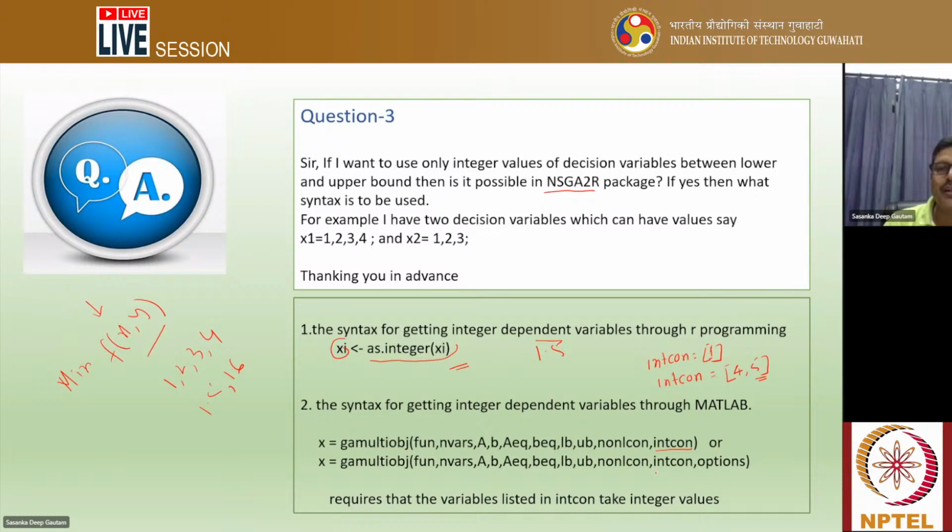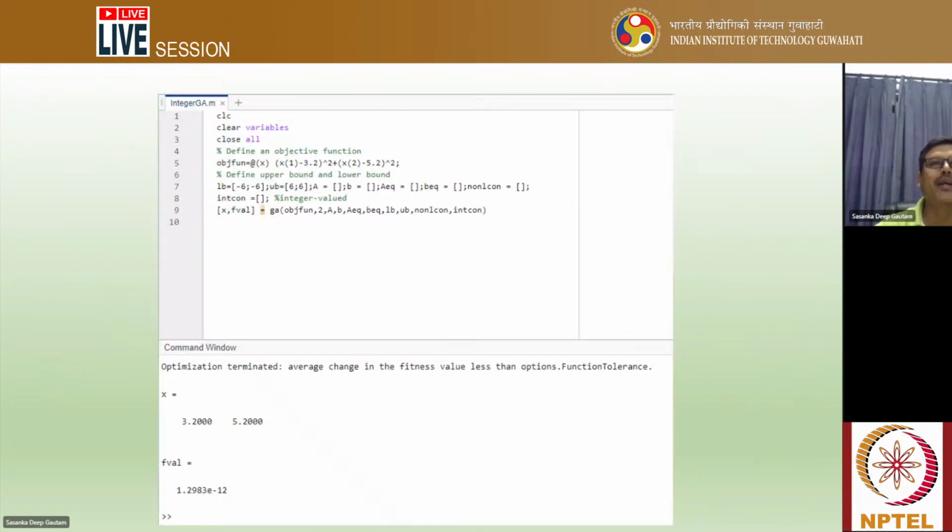So you can directly define an integer variable. It's a mixed integer problem: all variables are not integer type. Suppose only one or two variables are integer type and the others are continuous in nature. That you can define. So let me take this particular example problem.